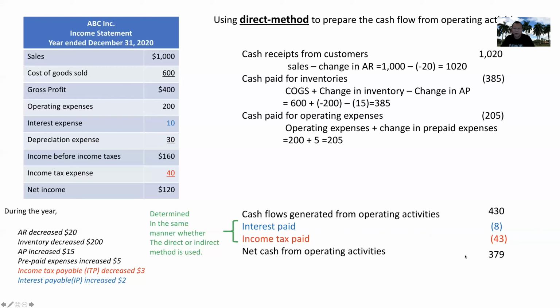I hope you have learned about the differences between direct method versus indirect method. The big difference is that in the direct method, you are trying to understand where the cash goes, from customers to the suppliers. Under the indirect method, you do this preparation based on net income. I hope everything is pretty clear.